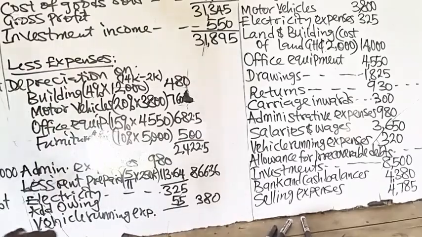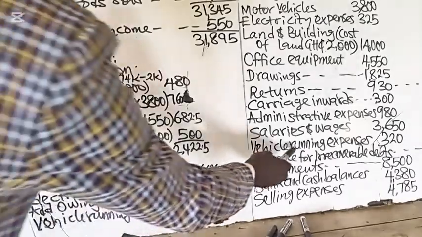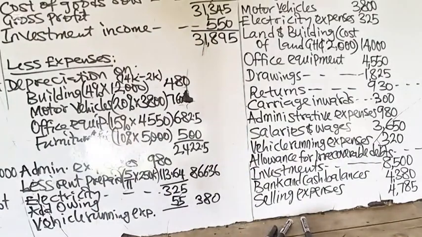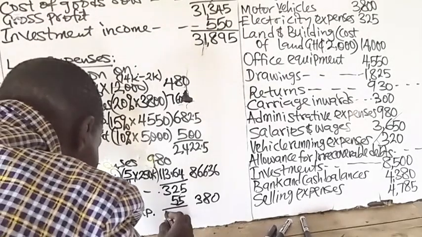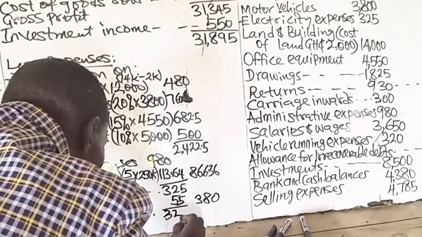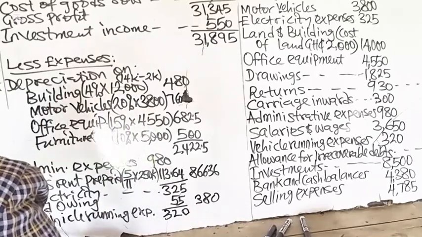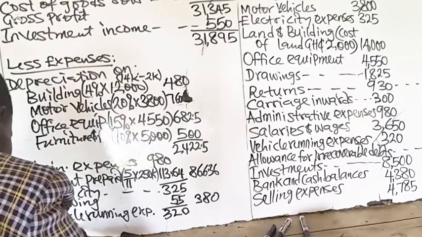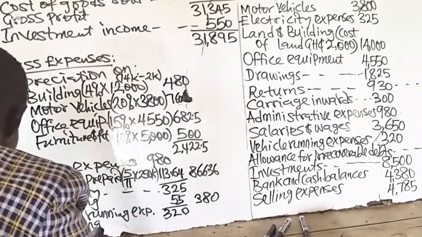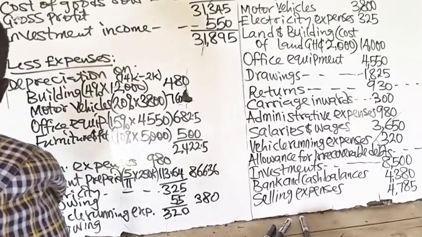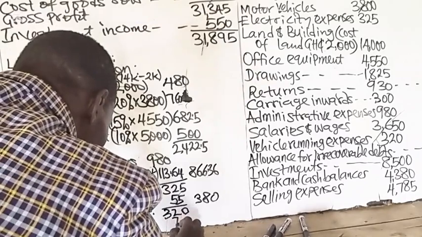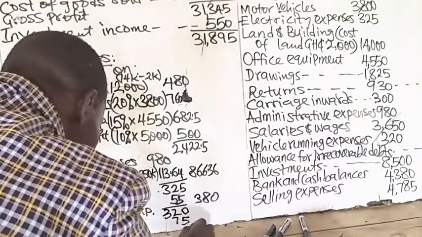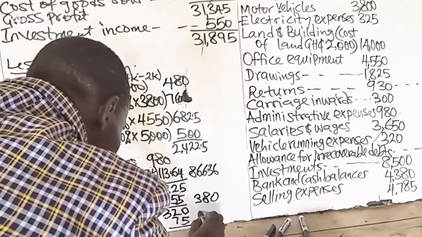Vehicle running expenses. The vehicle running expenses is given to be 320 in the trial balance. So the 320 given in the trial balance, you add the amount owing. The amount owing, that is same note 5 in additional information, that is 75,000. If you add the 75 to this, you'll be having 395.